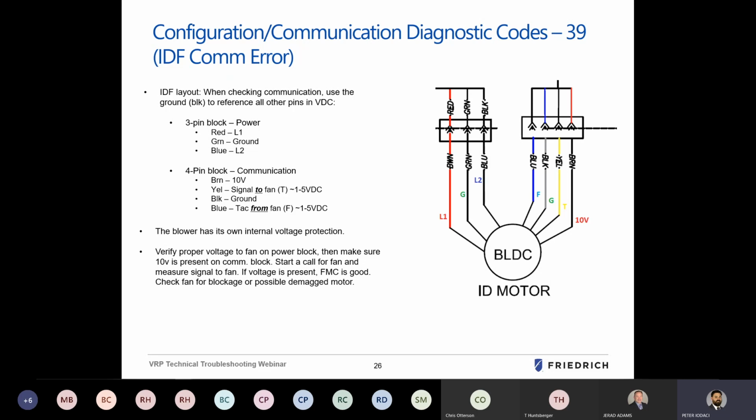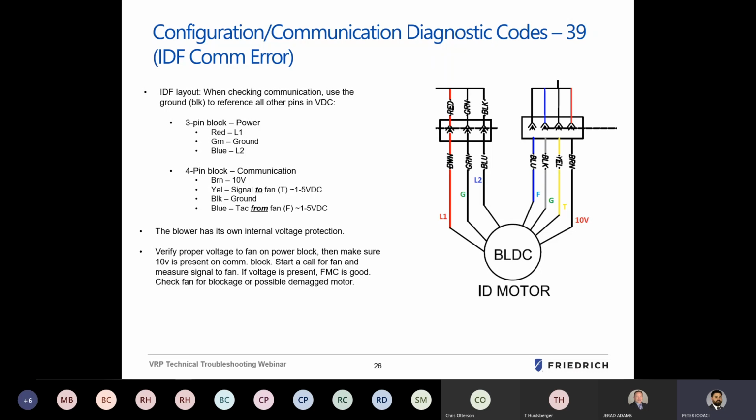Now, the indoor fan produces 10 volts DC, and that's found on the brown cable. So on your red meter lead, back probing that Molex connector, you should see 10 volts or something close to that, 9.9, 9.8, 10 volts coming from that brown wire. If the fan is running, you should be able to take your red probe and move it over to the blue wire, and this is the tack coming from the fan. And what you should see is something like 1 to 5 volts DC. And this confirms that the fan is producing the proper voltage and sending it back to the FMC board.